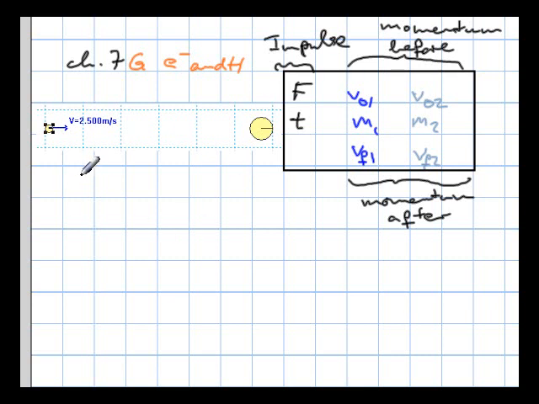What they're asking for is this ratio: the final kinetic energy of the hydrogen atom, H, after the collision, to the original kinetic energy of the electron before the collision. So it's a kind of complicated formula.